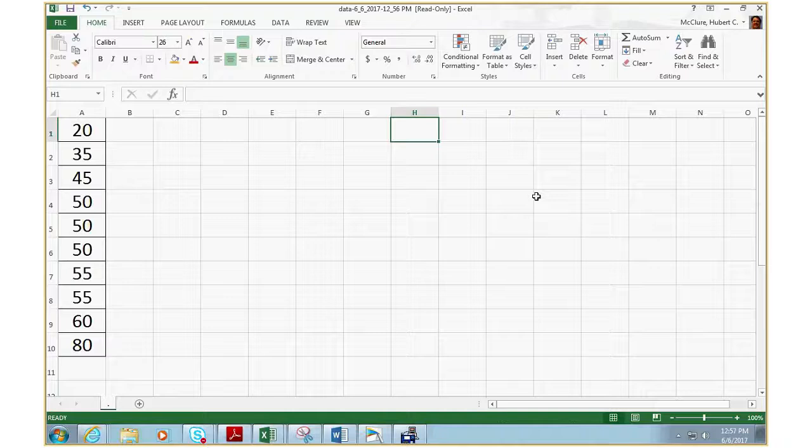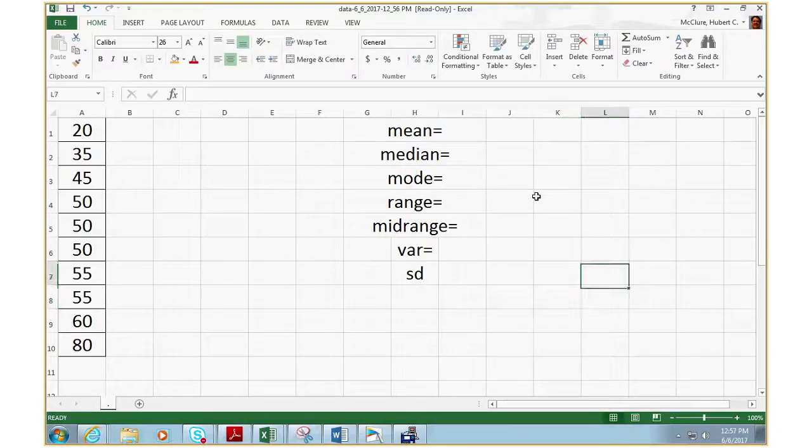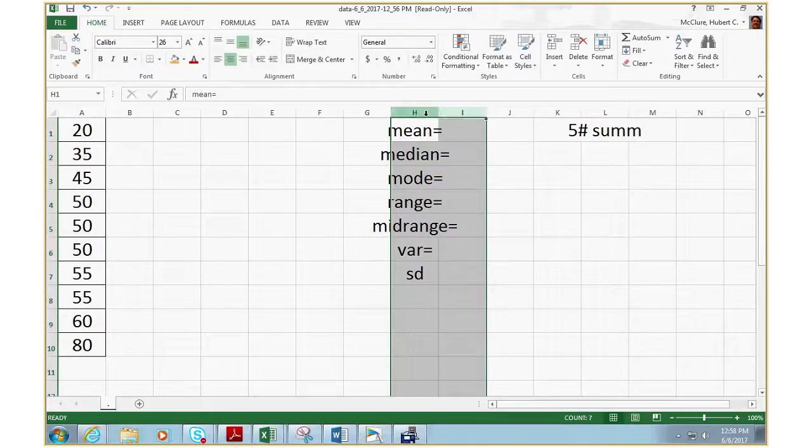All right? So, mean, median, mode, range, mid-range, variance, and standard deviation. And I'm also going to put the 5-number summary over here. All right, I want everybody to go ahead and start working on it.